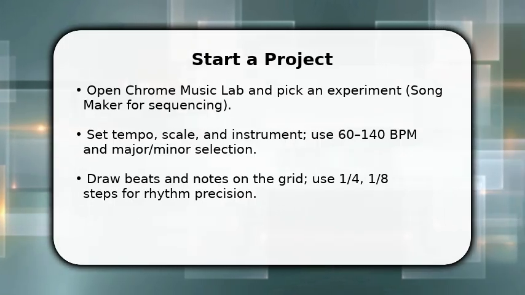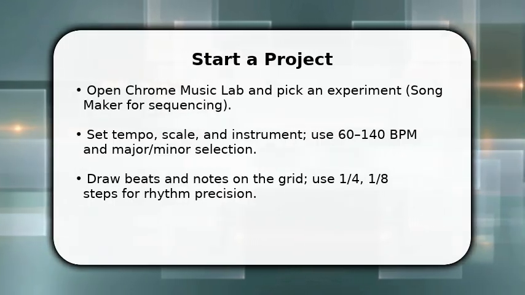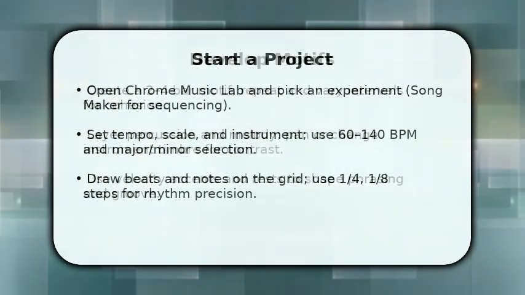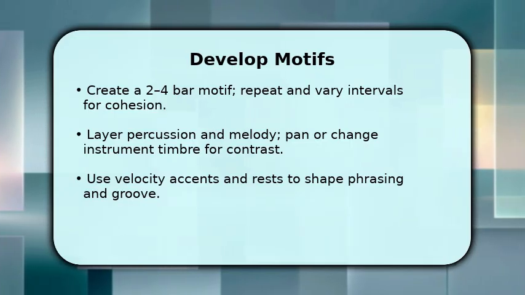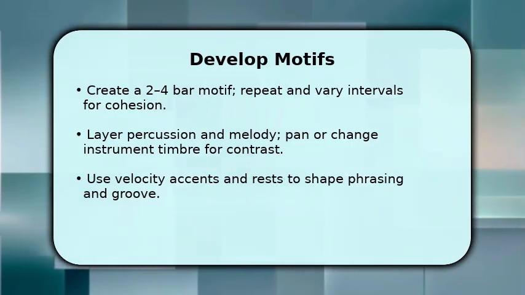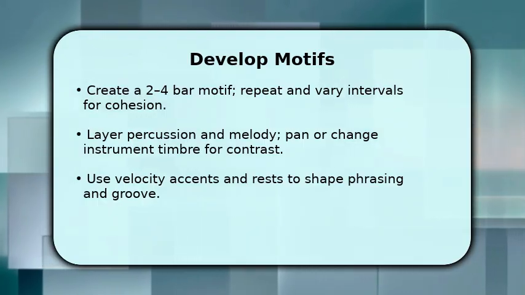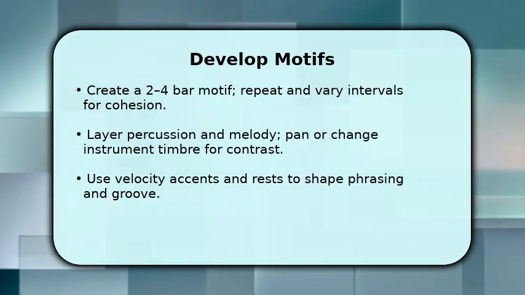Make sure to audition sections immediately. Play small loops while you add or remove notes, so you hear how harmony and rhythm work together. You now develop motifs by composing a 2 to 4 bar phrase that becomes your track's identity. Once you have that hook, repeat it with slight variations in interval or rhythm to maintain interest.